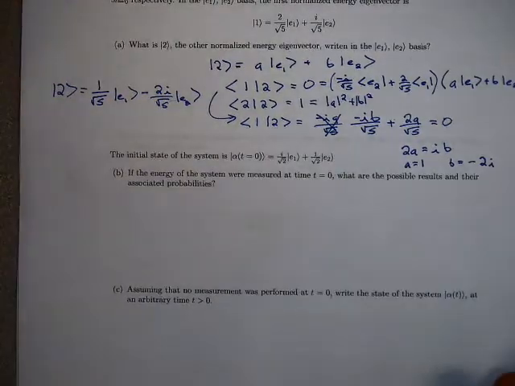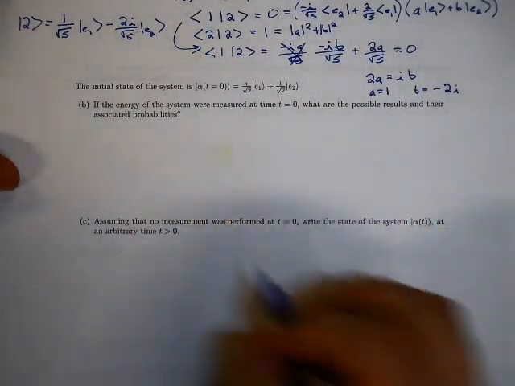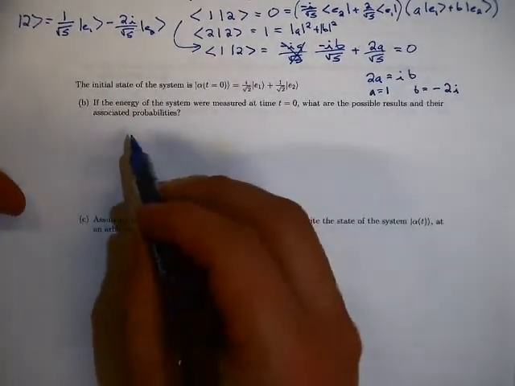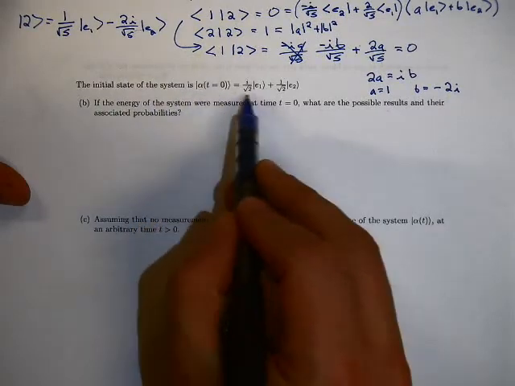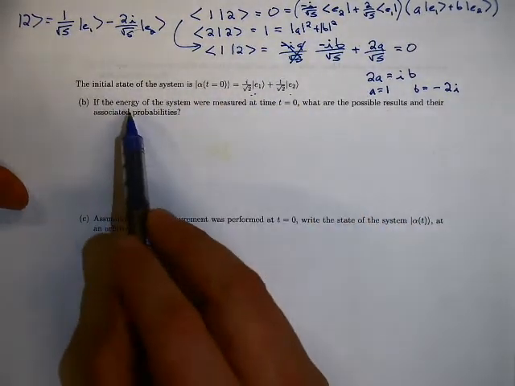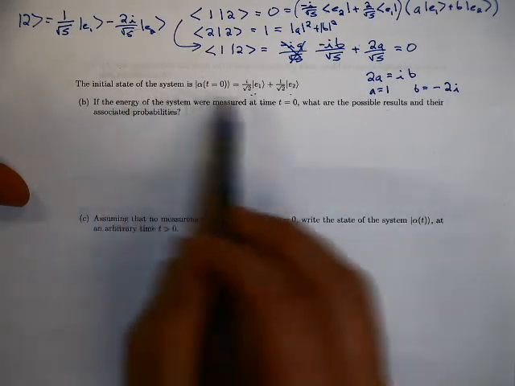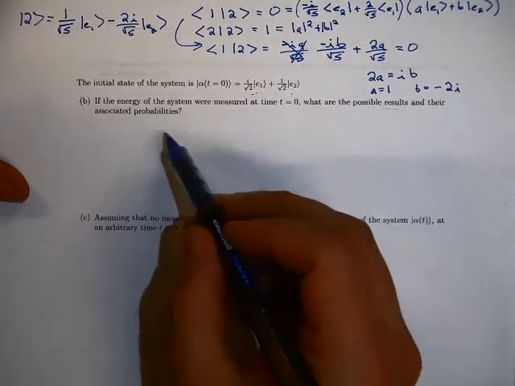Okay, so part B. All good so far? Okay, good. So part B then, now we're given some state alpha at t=0 here in the E1, E2 basis, and we're asked about measuring the energy of the system at t equals 0. So what can we get, and what are the probabilities?